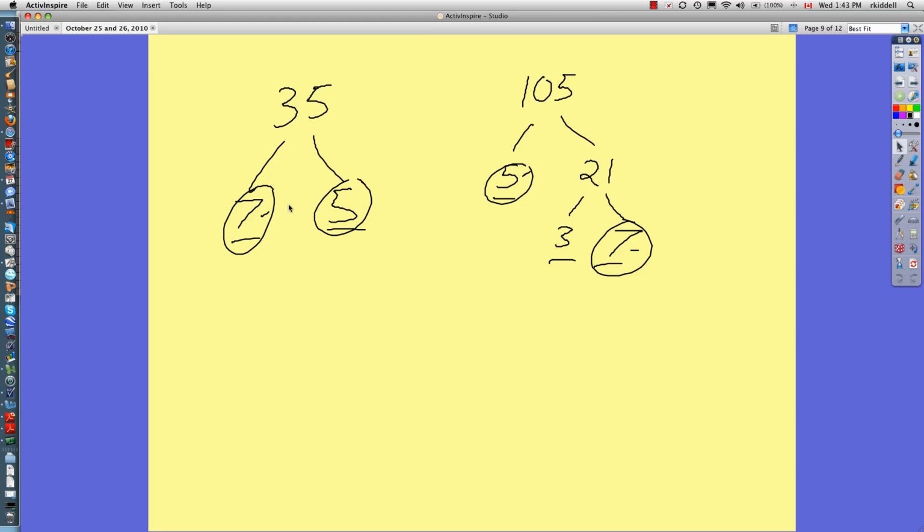35, the prime factors are 7 and 5. 105, it's 5 and 21, but the prime factors are 5, 3, and 7. The only ones that are common are 7 and 5. So the greatest common factor is 35, 7 times 5.